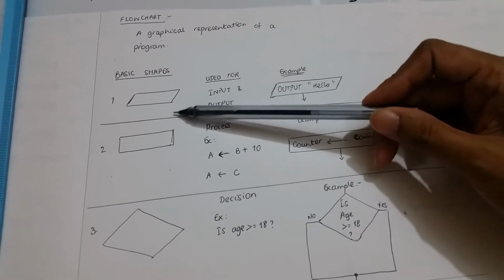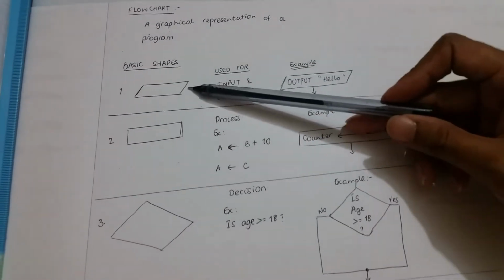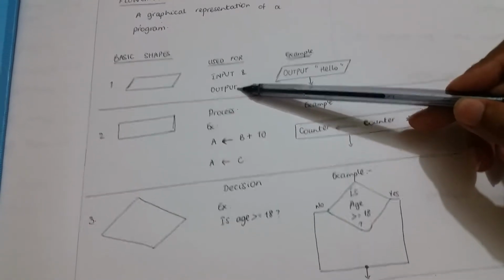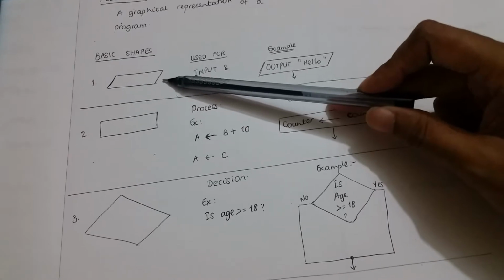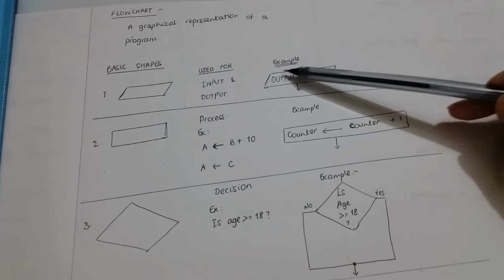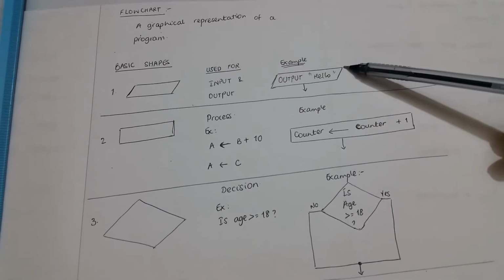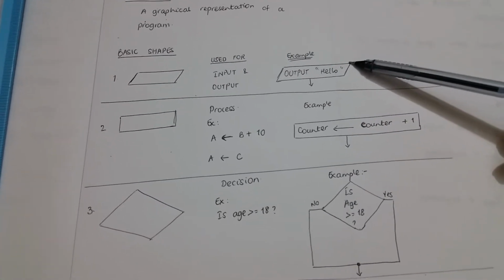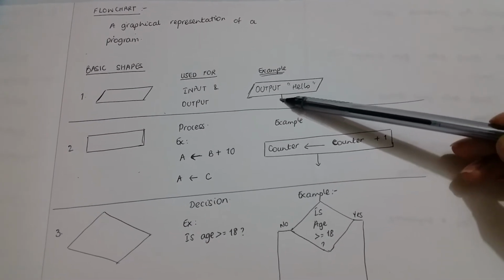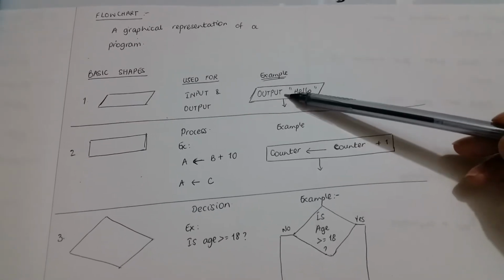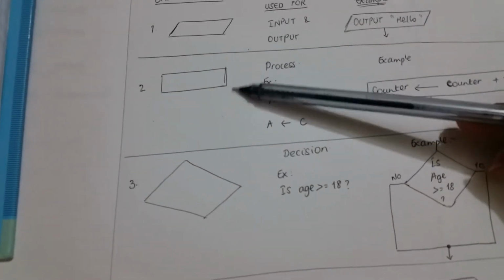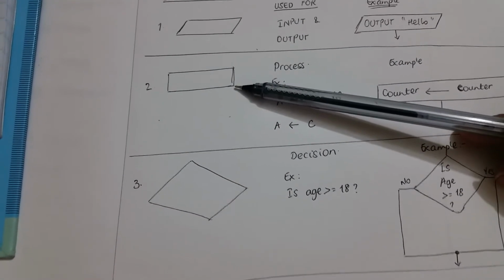Here you are going to use the parallelogram every time you have an input or an output instruction. It is going to be found inside of the parallelogram. For example, if you have to write output hello, it is going to be inside of a parallelogram. The second thing is that after creating the parallelogram, you should have only one outgoing arrow coming from the parallelogram. This is the rule.